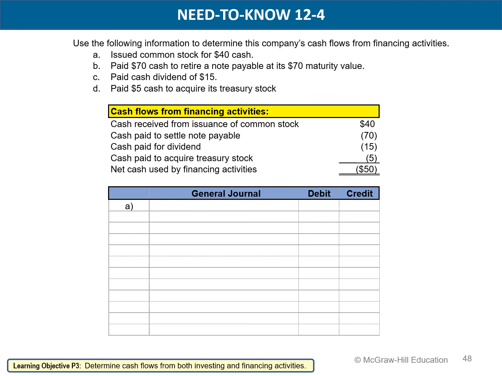So if we were to look at the journal entries related to these, in letter A, you'd have debit to cash, credit to common stock for 40. In letter B, you would have debit to note payable to retire it, credit to cash, so that's 70. In letter C, when we pay cash dividends, we reduce our retained earnings by $15, and we would reduce our cash by $15. And letter D, when we acquire our own treasury stock back, we debit treasury stock and we credit cash. Okay.